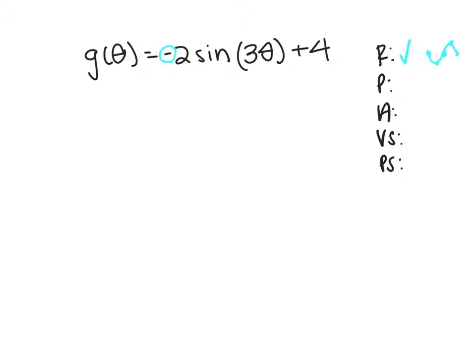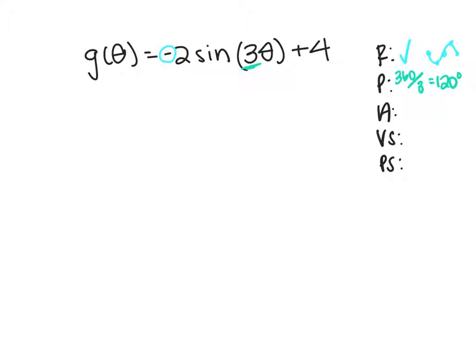Next, look for our period. So the period of the graph is affected by anything being multiplied by theta. So what we do, we take 360, divide by whatever is being multiplied by theta, type that in a calculator, and get that our new period of the graph is 120 degrees.